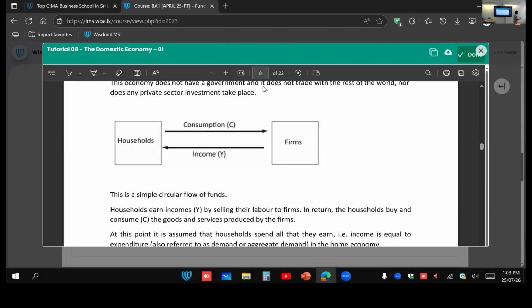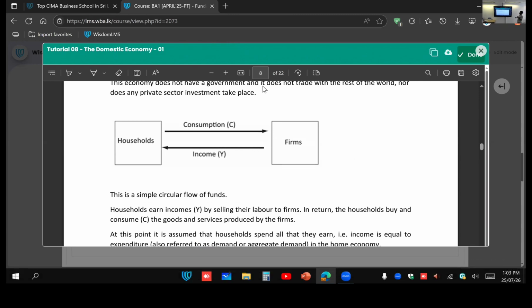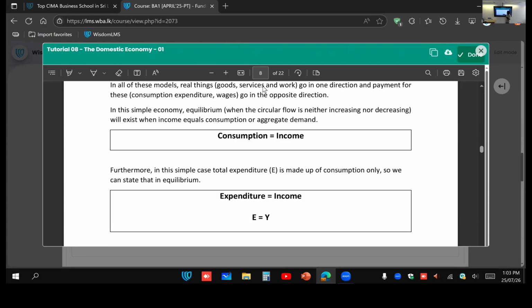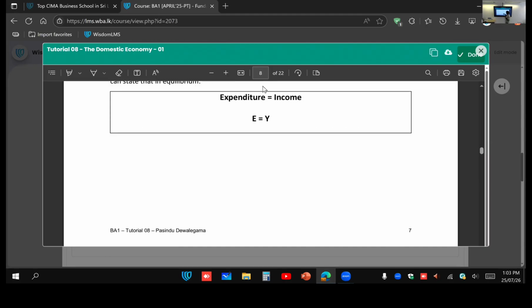So whatever income was earned by the households was 100% spent on the firms once again through consumption. This was a very simple economy. Then we understood that in the simple economy, consumption was equal to income because there were only two parties, households and the firms. Expenditure was equal to income.